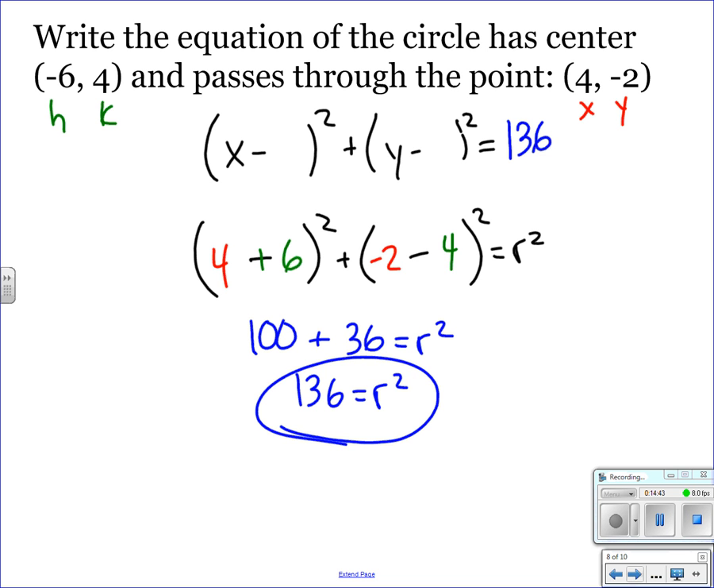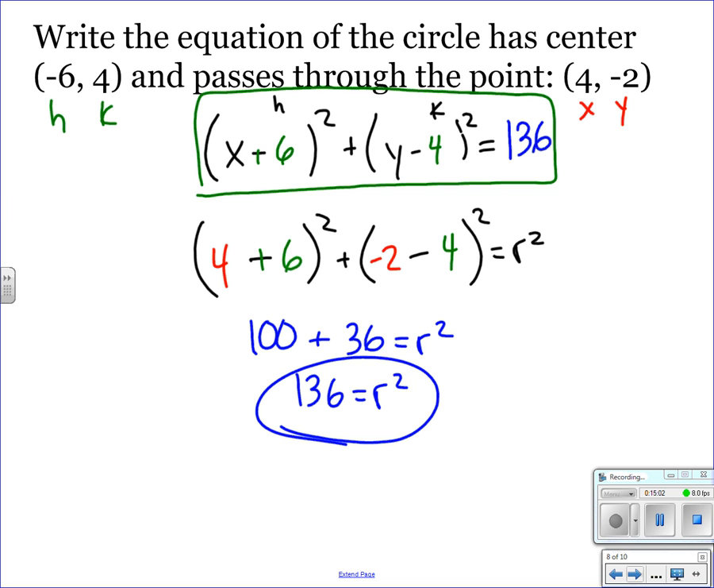Now make sure you're putting in h and k. You're not putting in the point that's on the circle. You're putting in the center. Our center was negative 6, 4. So that's plus 6 minus 4. So there at the very top is your equation of your circle.